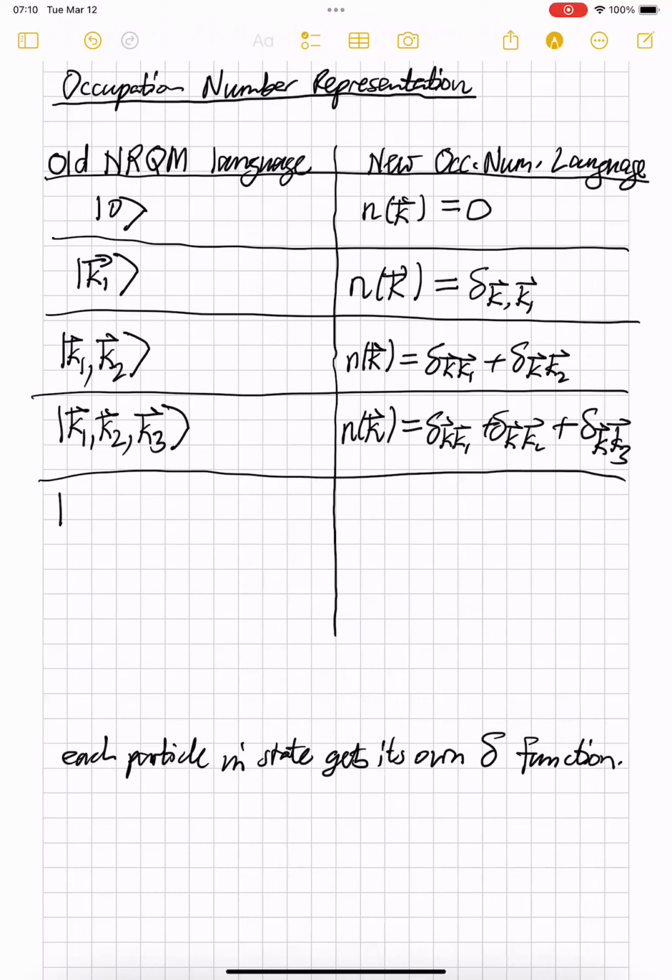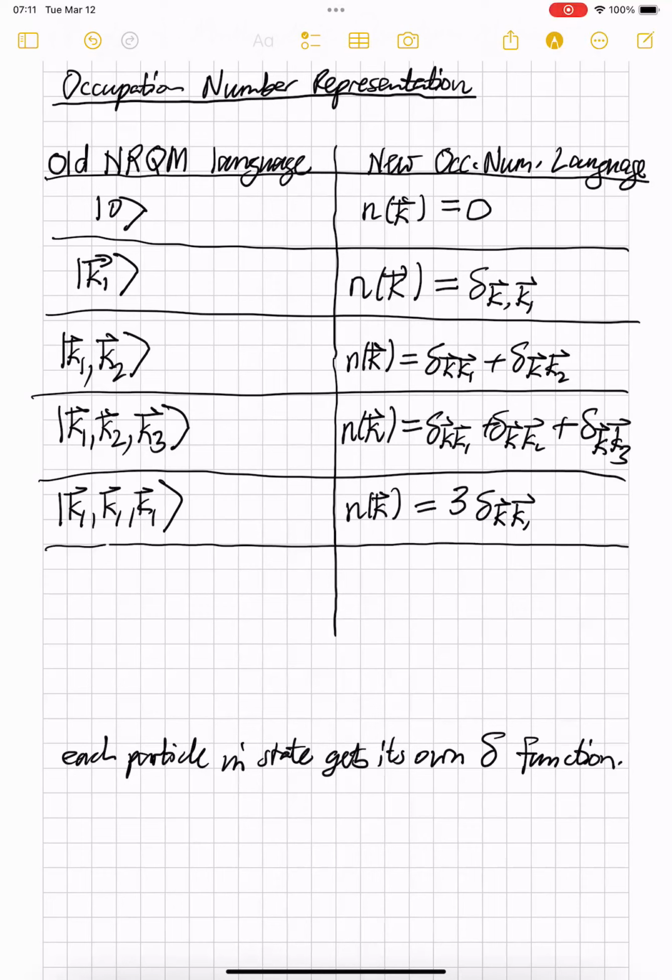If we had, say, maybe this is a nice one, let's take k1, k1, k1, so all three particles are in state k1. Well, look at the example just above. We would have delta k, k1, plus delta k, k1, plus delta k, k1. So this would end up giving us just 3 delta k, k1. So if you look at the delta functions that appear, that tells you the momentum states that are occupied, and the coefficient of the delta function tells you how many particles are in that state.